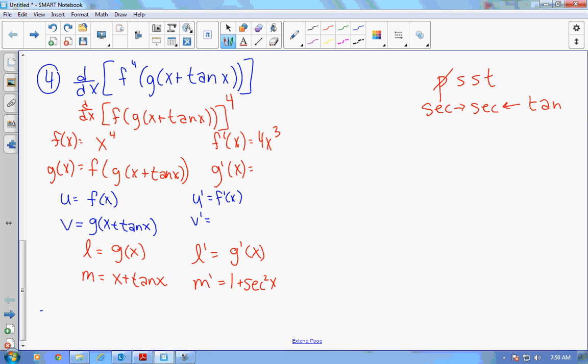Okay, so I filled all those in. Now what are we supposed to do? Plug it into what? Not yet. V prime. This is helping us find the derivative of v, plug into v prime. So we take this information to write v prime. Okay, Kyle, what's our v prime? V prime will be g prime of x plus tangent x multiplied by 1.